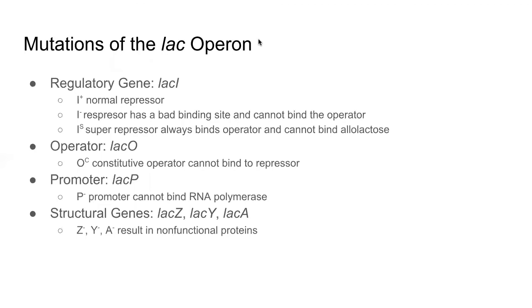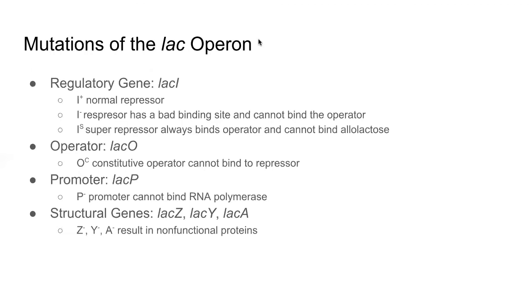The regulatory gene, LAC-I, comes in 3 forms. I+ produces a functional repressor. I- means the produced repressor has a bad binding site and cannot bind to the operator. And IS stands for a superrepressor, which means the repressor always binds to the operator and never binds allolactose, even when lactose is present.